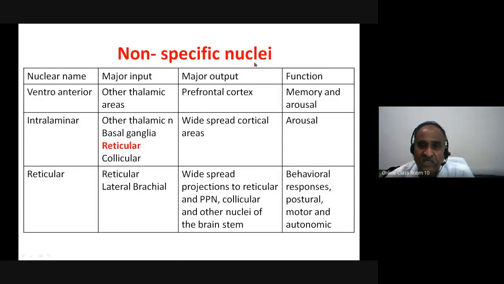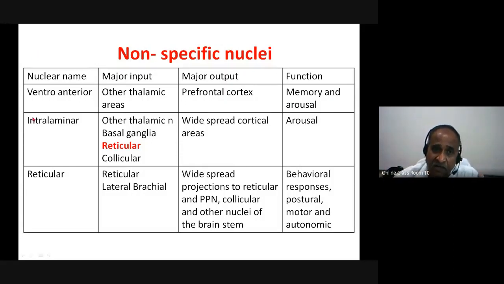Then we have the non-specific nuclei. Non-specific nuclei are the ventro-anterior, intralaminar, and reticular. The ventro-anterior nucleus, that means the ventral anterior, connects to other thalamic areas and to the prefrontal cortex. It is for memory and arousal, so exclusively arousal.